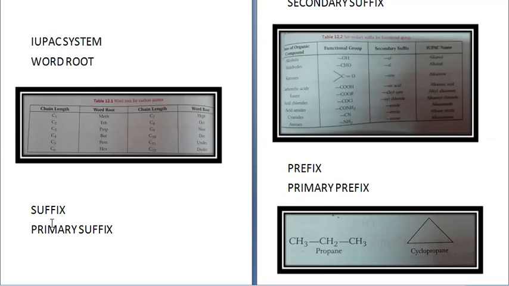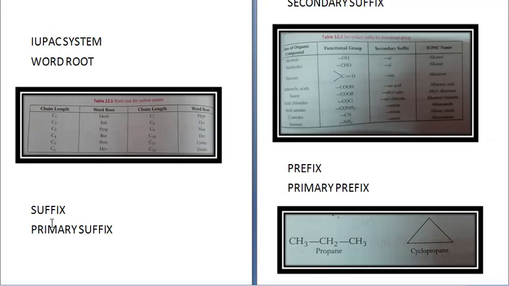Alright. Now secondary suffix. In primary suffix, we were talking about the double and triple bonds between carbon-carbon atoms. Now you come to the secondary suffix. It denotes the functional group. So if it is an alcohol, OH, then the secondary suffix will be ol. If it is an aldehyde, CHO group, secondary suffix will be al. If it is a ketone, C double bond O, secondary suffix will become one. For COOH, it will be oic acid.